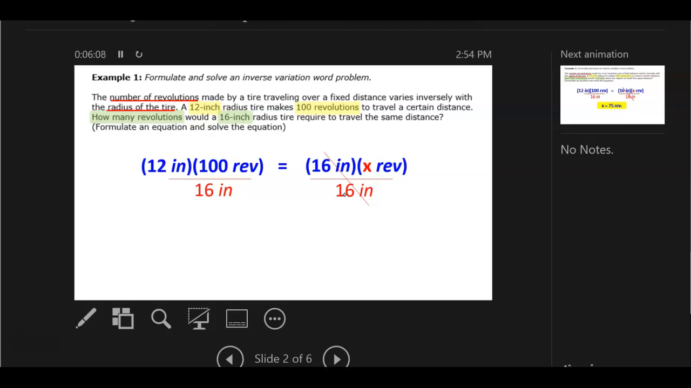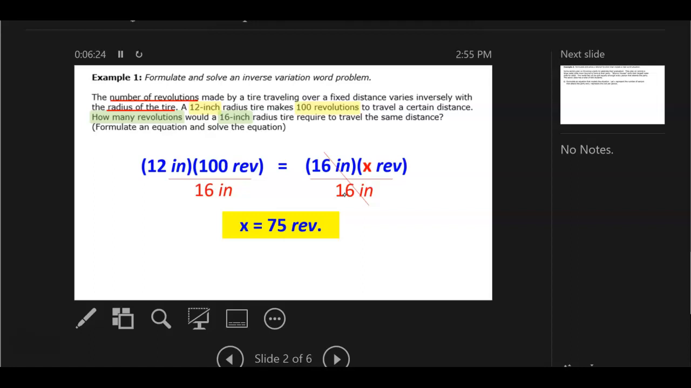If you plug that in, you get your answer, okay? I already did it for you. We get 75 revolutions, okay? 12 times 100 divided by 16 is 75 revolutions.